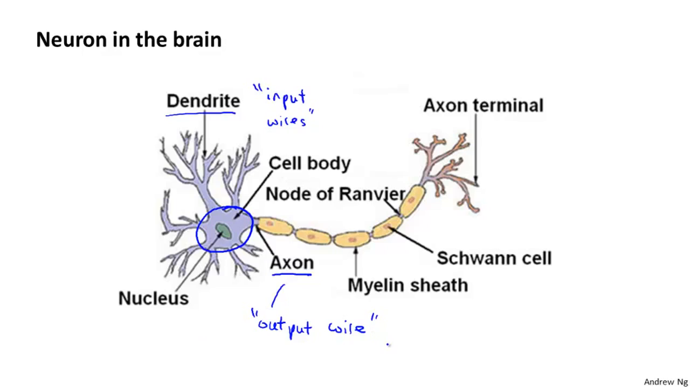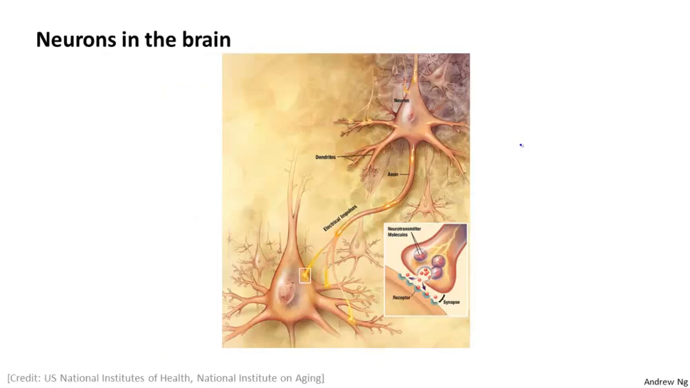So at a simplistic level, a neuron is a computational unit that gets a number of inputs through its input wires, does some computation, and then it sends outputs via its axon to other nodes or to other neurons in the brain. Here's an illustration of a group of neurons.